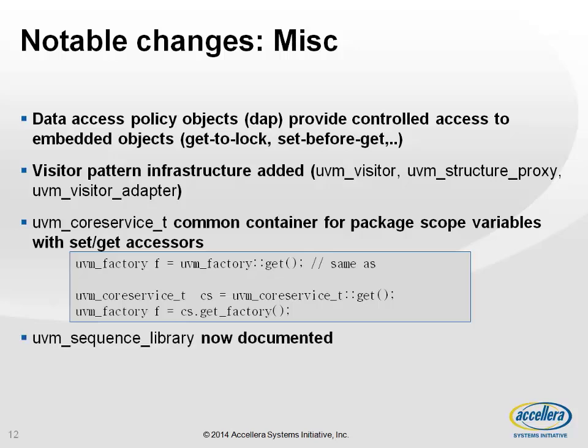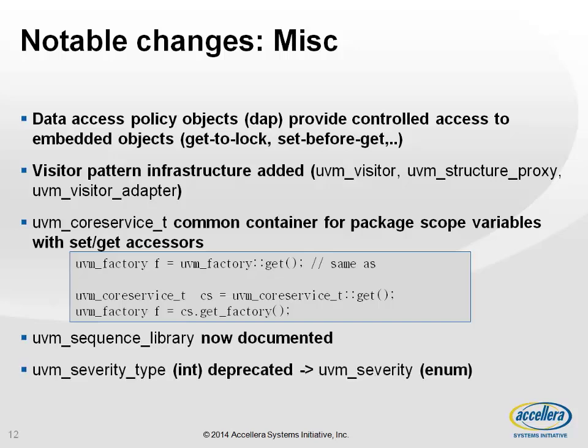UVM sequence library is now documented and part of UVM 1.2. That was code-wise part of the core since UVM 1.1, but the documentation therefore was not really part of the standard. Code was there, it's now there.